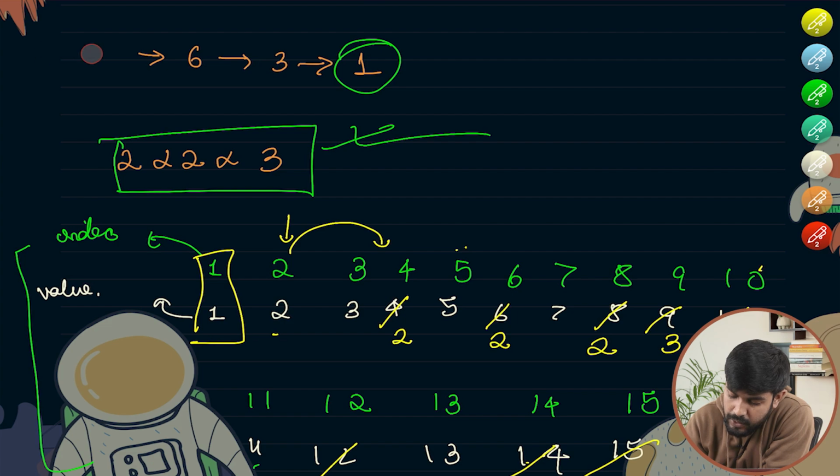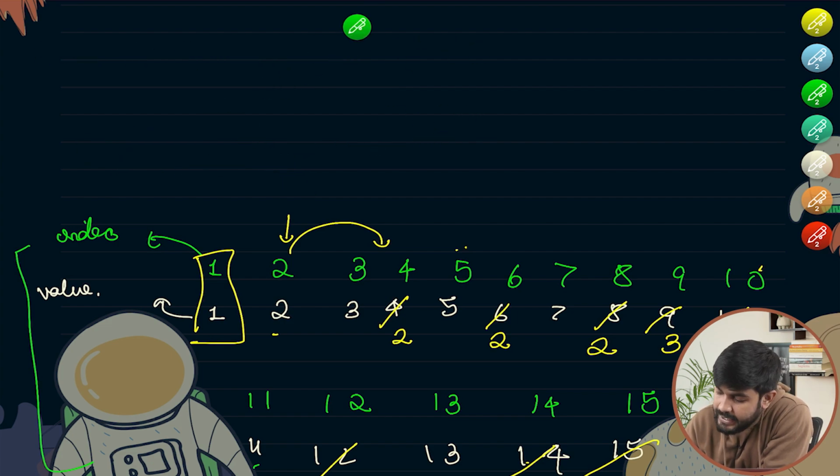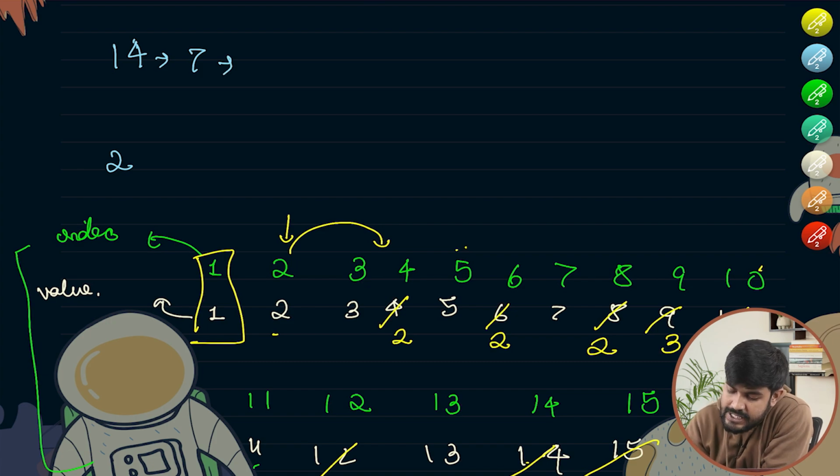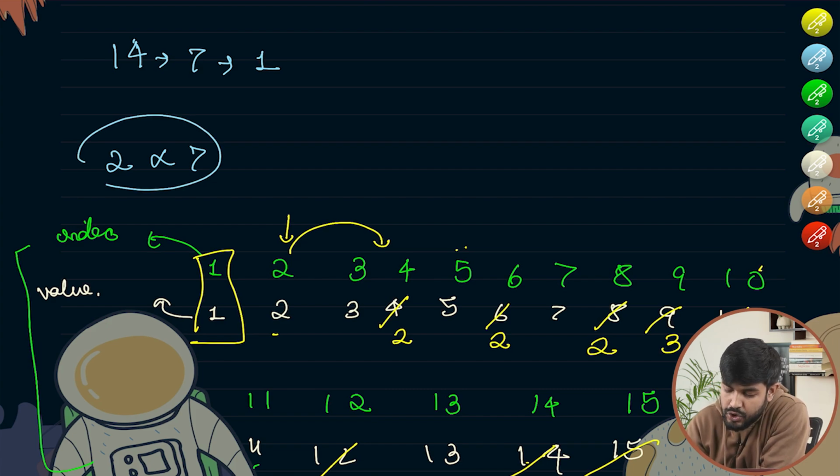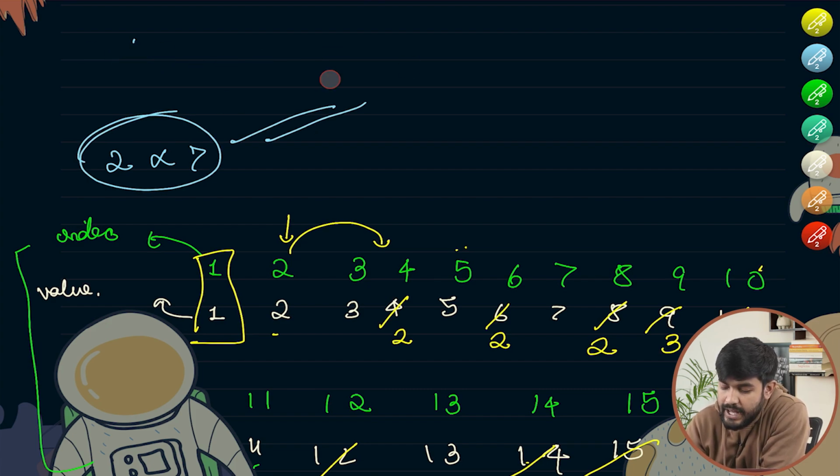Let's do it for one more and then we would get a proper idea of that. Let's say we have something like 14. In 14, we have here 2. So 14 divided by 2 is equal to 7. In 7, we have 7 only. 7 divided by 7 is equal to 1. We would write here 7. So the prime factorization of 14 is equal to 2 multiplied by 7.